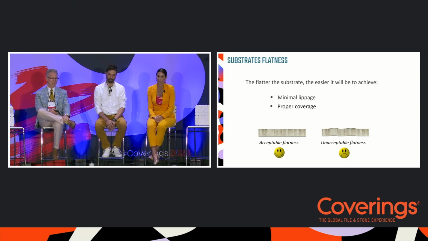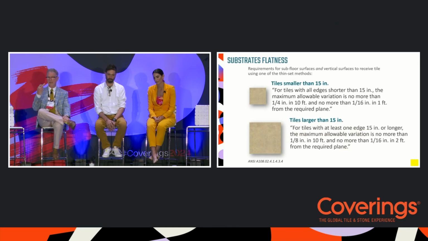So a flat substrate will also help us obtain better coverage, better bond. When I say coverage, I mean how the mortar grabs onto the tile and how that same thin set mortar grabs onto the substrate. We're looking for a really good bond, and we need to have a flat substrate to achieve that bond.